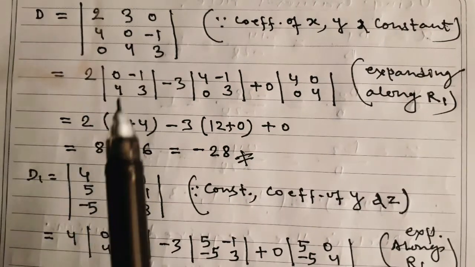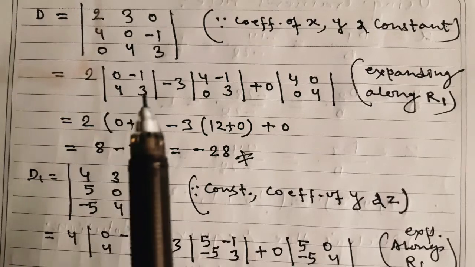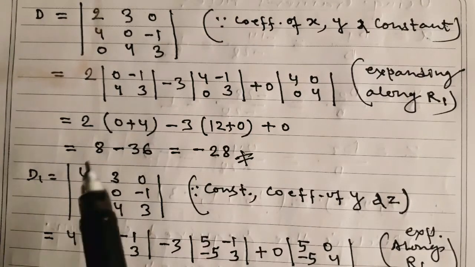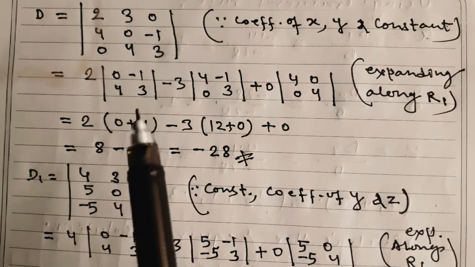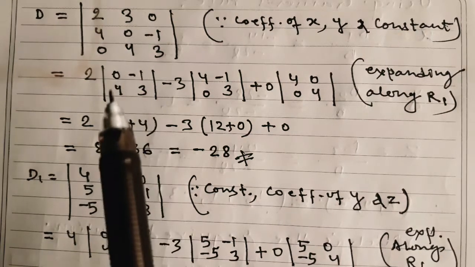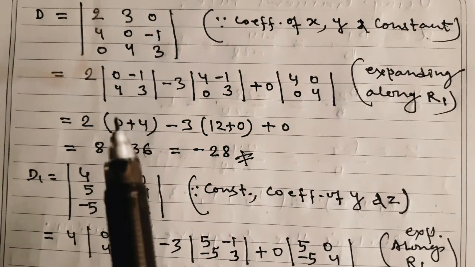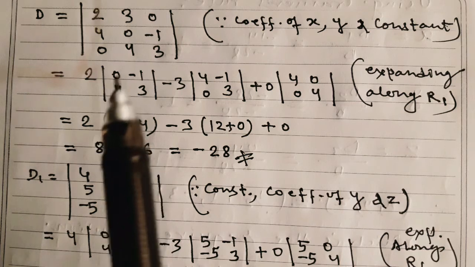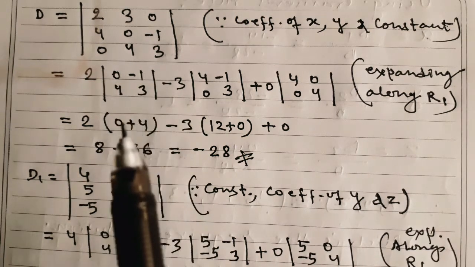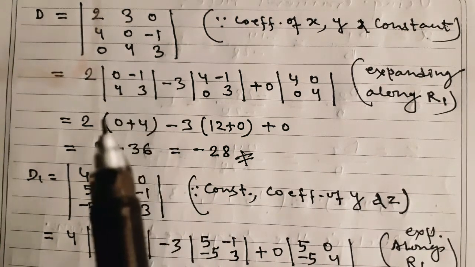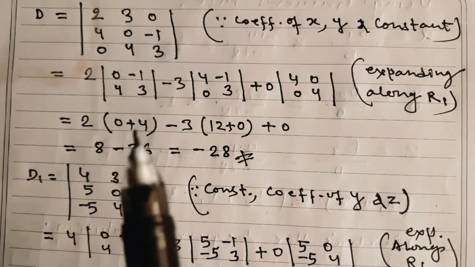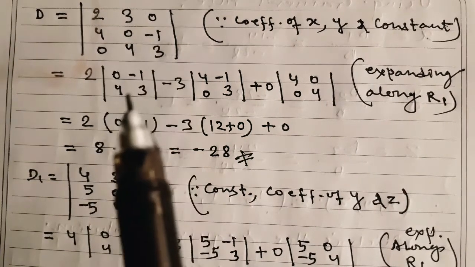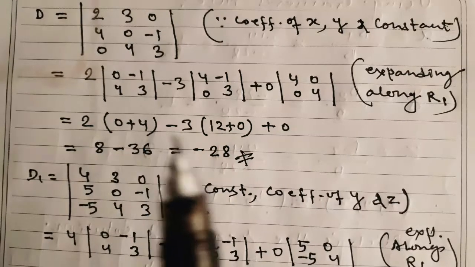Now to find the determinant of 0, 4 and minus 1, 3, we have to cross multiply and take the difference. 0 into 3 we get 0, and then minus 4 into minus 1. So minus minus will be plus, and 4 into 1 gives 4. That means 0 into 3 is 0, then minus minus will be plus, 4 into minus 1, we get plus 4.